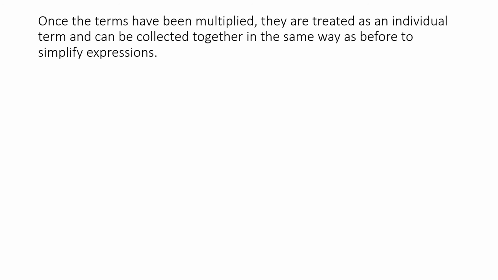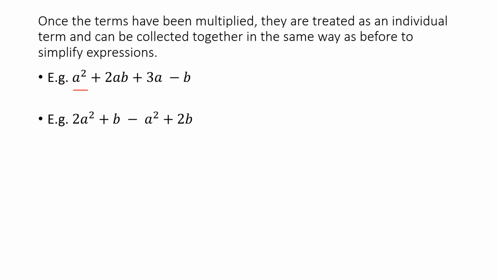Once our terms have been multiplied together, we can then treat them as an individual term in an expression, and they can be collected together in the same way as before in order to simplify that expression. Let's have a look at some examples. In this example, we have a squared here, and we have an a here. These are not the same. And in fact, this expression does not contain any like terms. So we cannot simplify it any further.